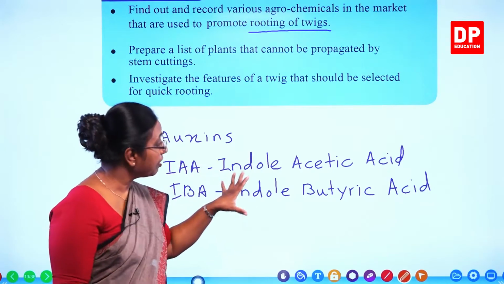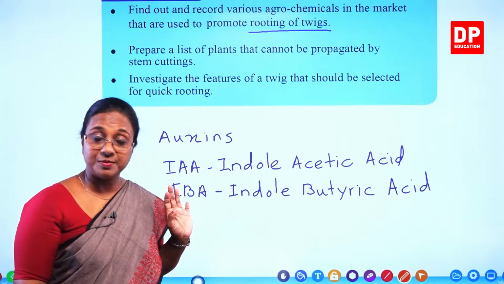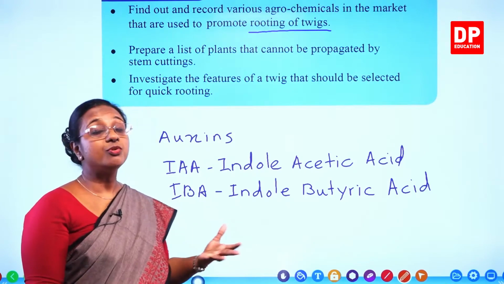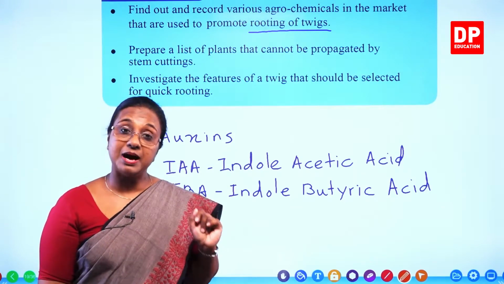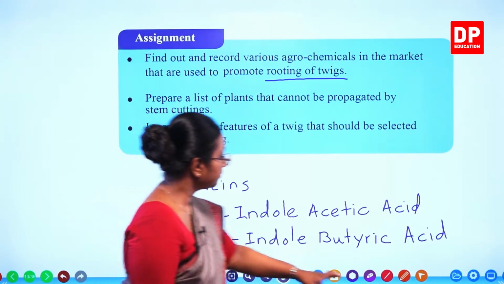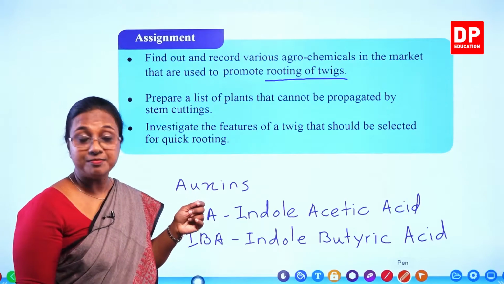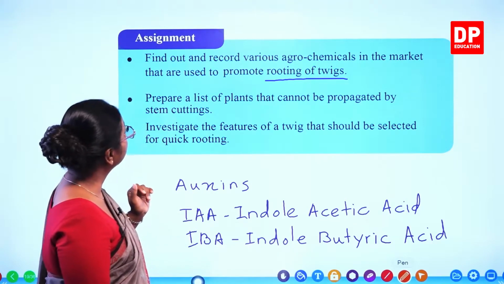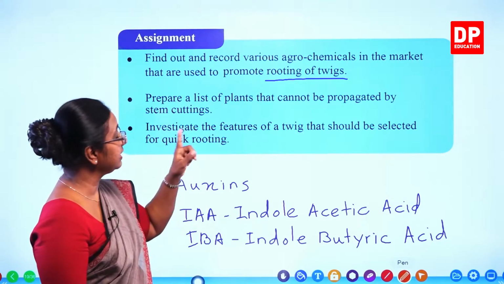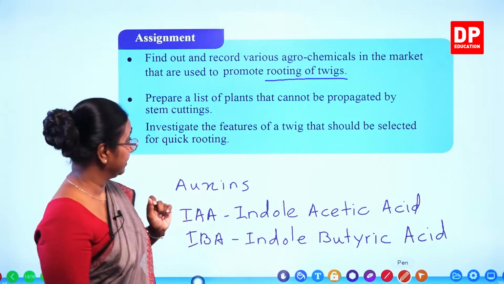This is the name of the auxin, the artificial auxin or artificial growth substance, IAA and IBA, but they can be sold by different names in the market. So, that is what you need to find out. So, when they are used as agrochemicals, you all know there are different brand names. So, they want you to find that out. Find out and record various agrochemicals in the market that are used to promote rooting of twigs.